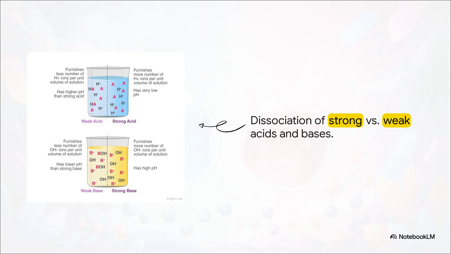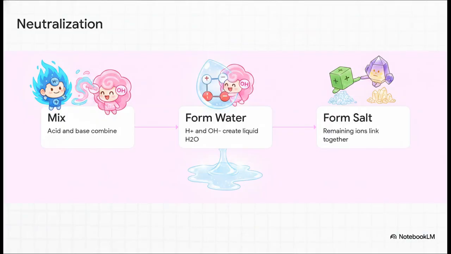And this difference absolutely dictates how dramatic their eventual clash is going to be. So, when an acid and a base finally do meet, they undergo what we call a neutralization reaction. This step-by-step process is essentially a chemical peace treaty, where the acid and the base cancel out each other's extremes.